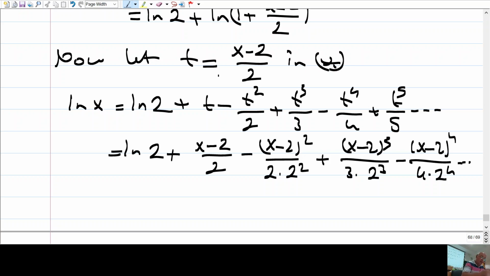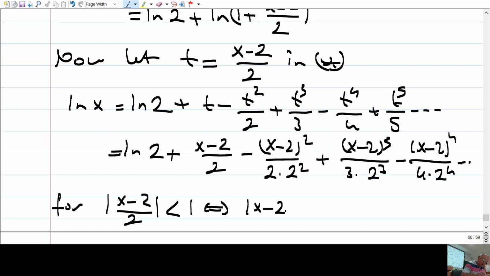And here the absolute value of t was less than 1, so absolute value of x minus 2 over 2 less than 1. This is if and only if absolute value of x minus 2 is less than 2. So the radius of convergence of this power series is 2 units. Okay, 2 units. Radius of convergence is like this, from 0 to 4. Okay, now let's have a break.